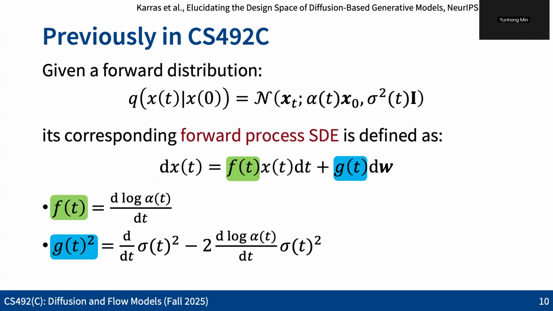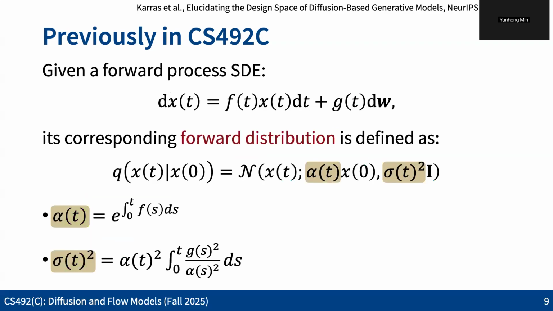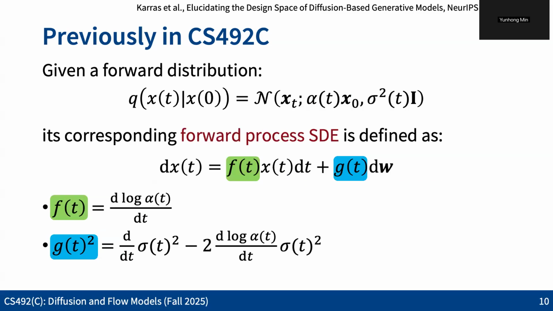Or we could do the other way around. Based on the definition in the previous slide, given the forward distribution defined with the alpha and the sigma function, we also can derive the f and the g function in this way. Those are the formulations that we have seen last time, right? So please keep this in mind: given the f and the g function, we can derive these two, and we can also go the other way around. Given the forward distribution, we can also derive the forward SDE as well.